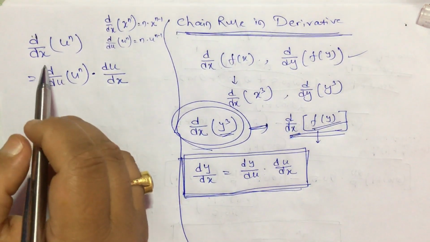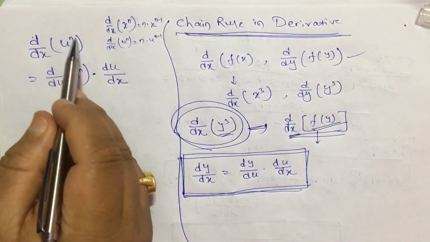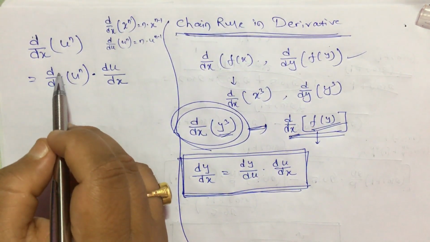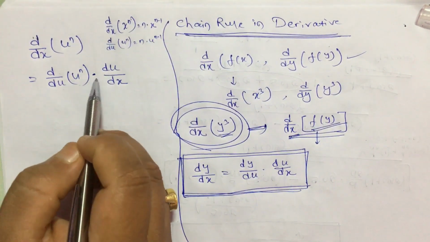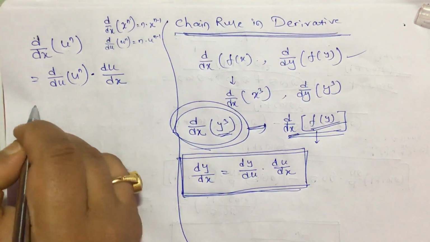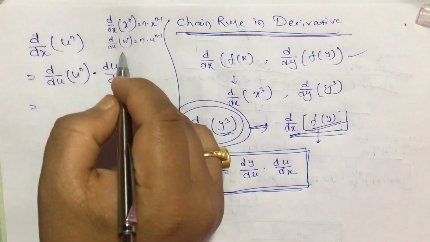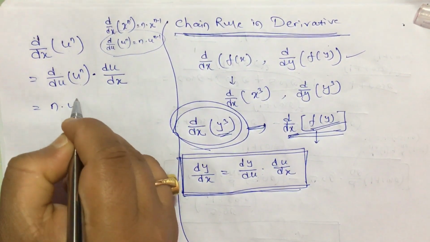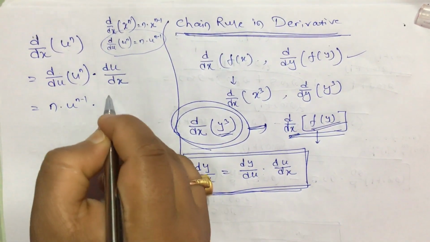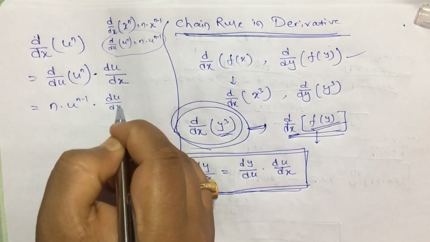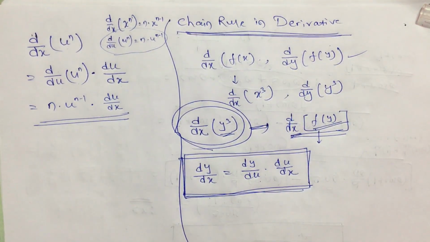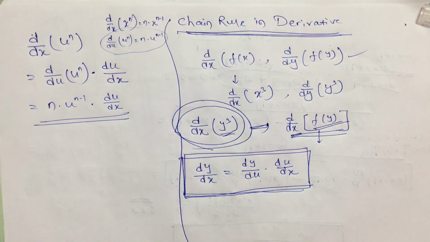So here also it was given d by dx of a function, but this function is a function of u. So I have written d by du of u to the power n into du by dx. Now it is in this form, so you can write it as n into u to the power n minus 1 into du by dx. So this is the answer. Is it clear?